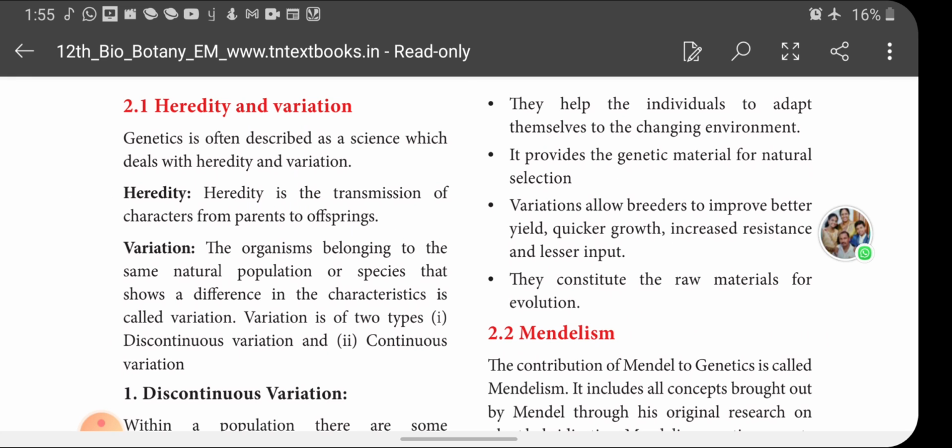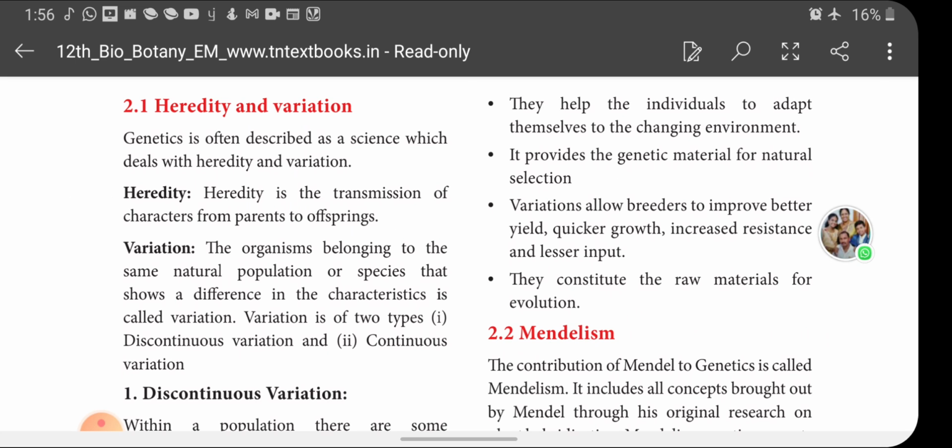Heredity, what is meant by heredity? Heredity is the transmission of characters from parents to offspring. It is called what? Heredity. And what is meant by offspring? What is meant by variation? Organisms belonging to the same natural population or species that show differences in their characteristics, this is called variation.